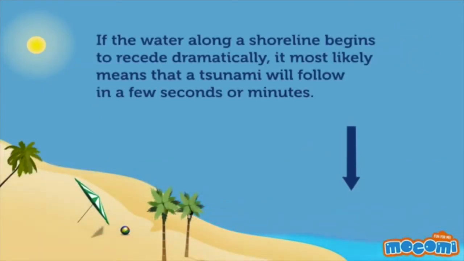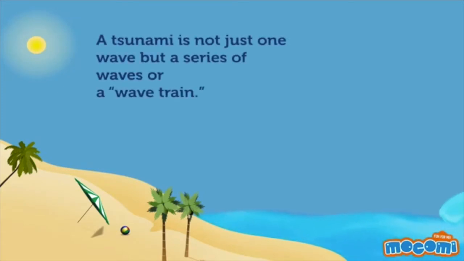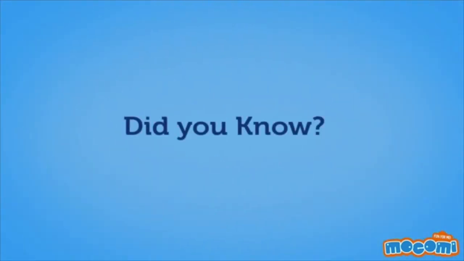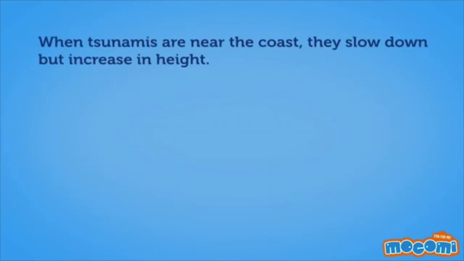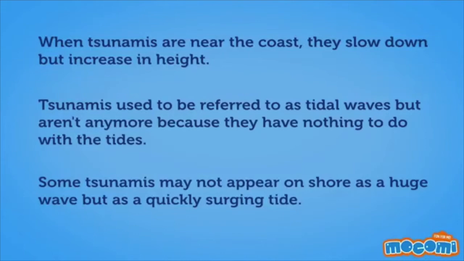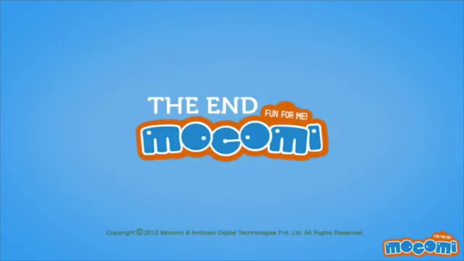If the water along a shoreline begins to recede dramatically, it most likely means that a tsunami will follow in a few seconds or minutes. A tsunami is not just one wave, but a series of waves or a wave train. Did you know? When tsunamis are near the coast, they slow down but increase in height. Tsunamis used to be referred to as tidal waves but aren't anymore because they have nothing to do with the tides. Some tsunamis may not appear on shore as a huge wave but as a quickly surging tide.